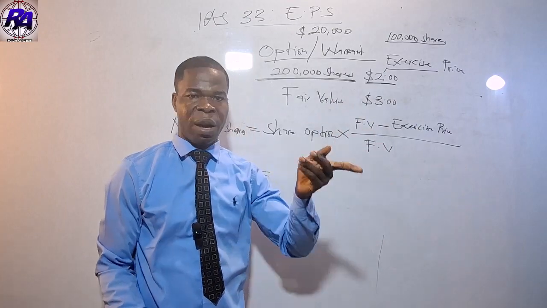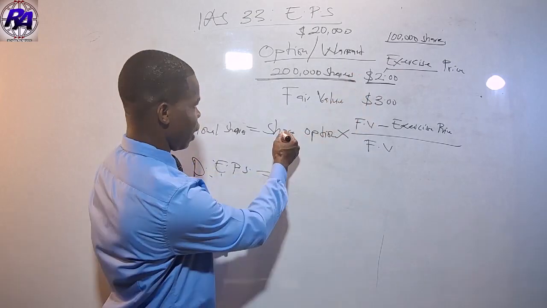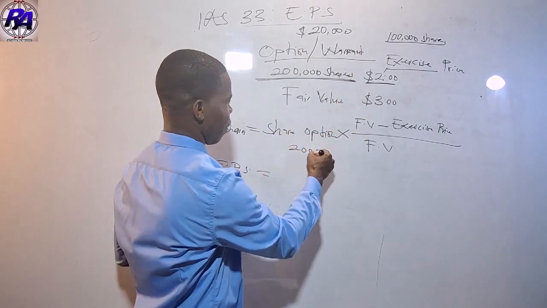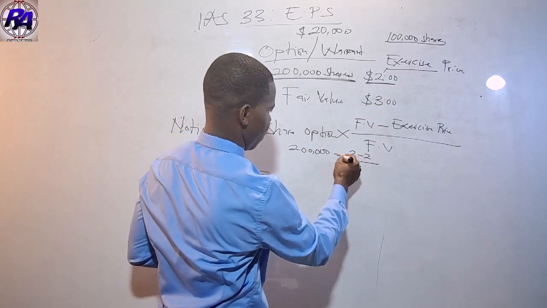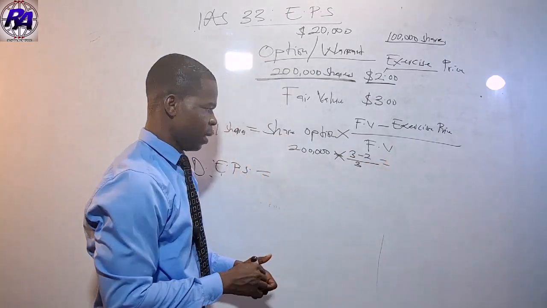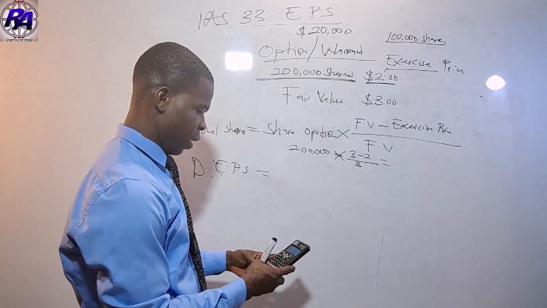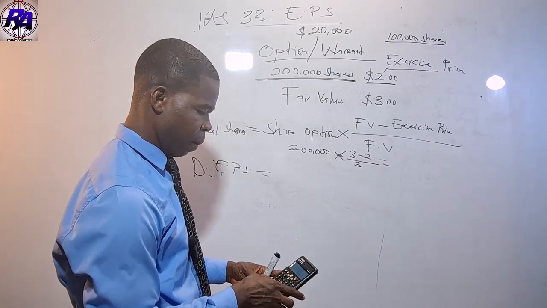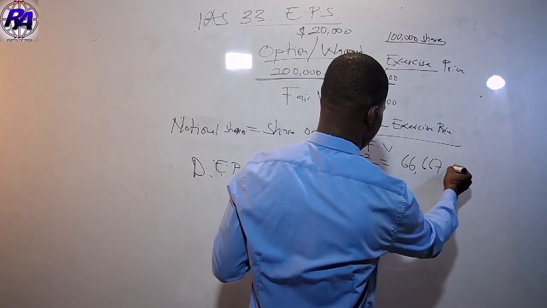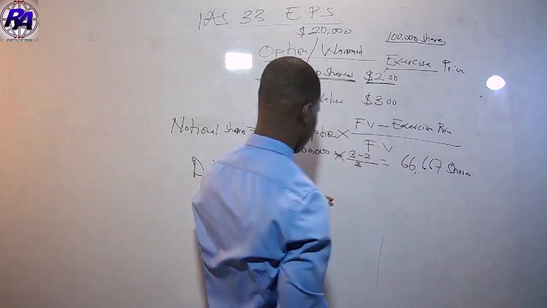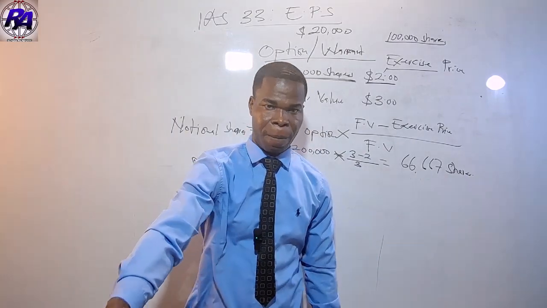When it's options or a warrant, you see, this is taking a different approach. In this particular scenario, our share option is 200,000. Remember, our fair value is $3, so 3 minus 2, all divided by 3. So we are multiplying 1 on 3 times 200,000. This is giving us 66,667, leaving that whole number of shares. This is the one that accounts for dilution.